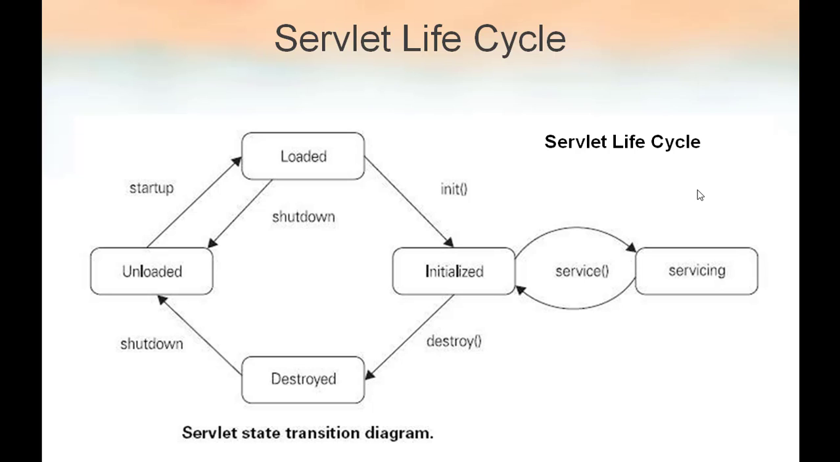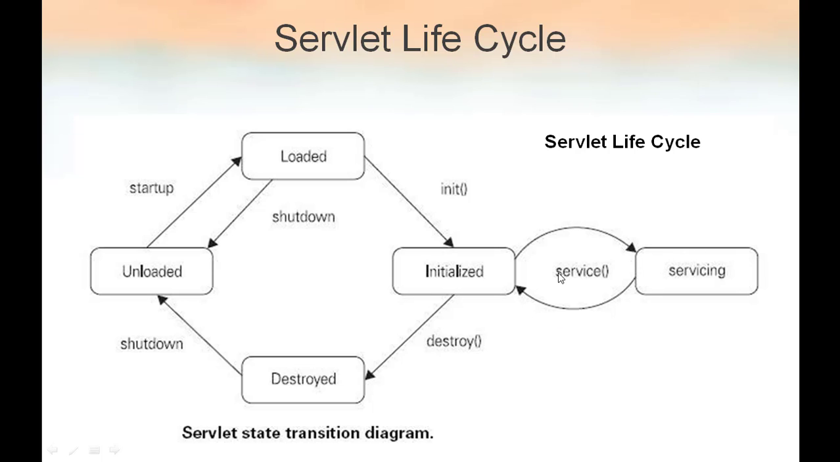This is the servlet state transition diagram of the servlet lifecycle. When the program is loaded, it will call the init method of the servlet. The init method is used to initialize all the parameters of the code. After that, the servlet container calls the service method. This method is used for servicing purposes. It will receive the request, process it according to the request, and give the output.